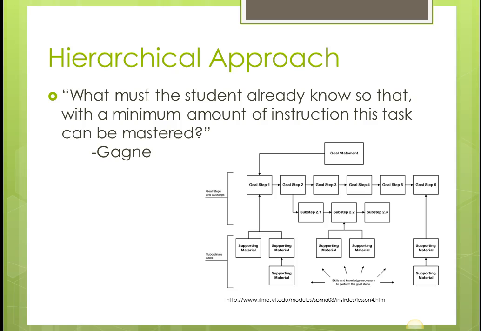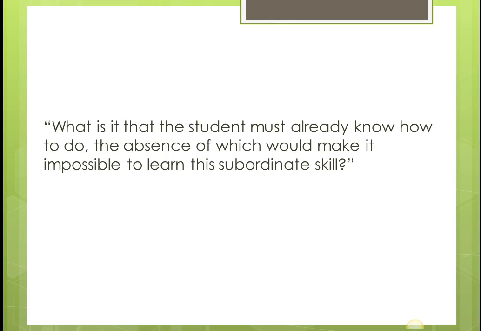So we go through a hierarchical approach. You have to ask, what do the students already know? As Gagné says, what must the student already know so that with a minimum amount of instruction, this task can be mastered? So if you're trying to get to the goal, what steps do you need to have? What is it that the student must already know how to do, the absence of which would make it impossible to learn without these subordinate skills? Asking this will help identify one or more of the subordinate skills.